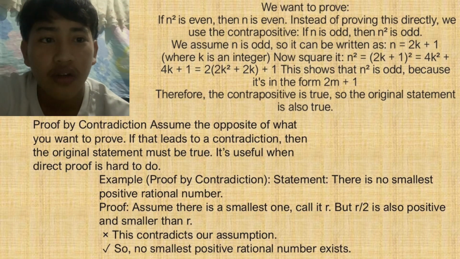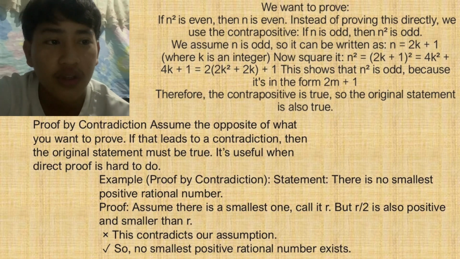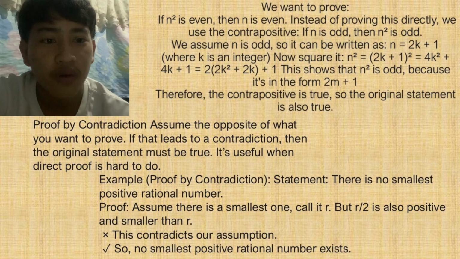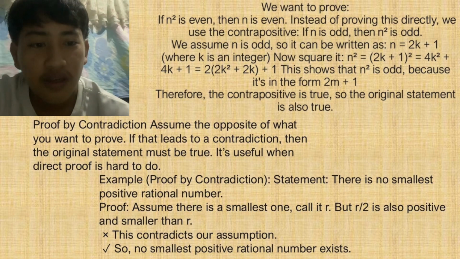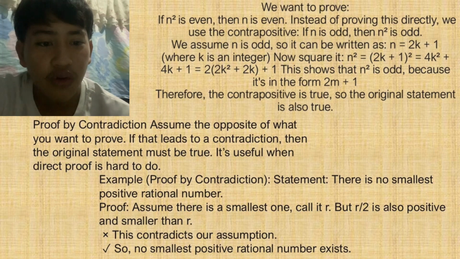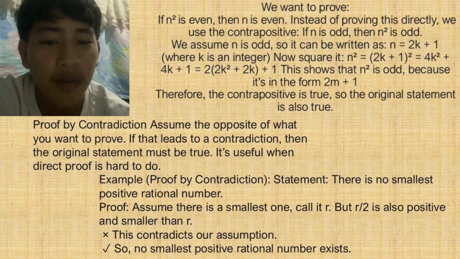Proof by contradiction: assume the opposite of what you want to prove. If that leads to a contradiction, then the original statement must be true. It's used when direct proof is hard to do. Example: prove by contradiction that there is no smallest positive rational number. Proof: assume there is a smallest one, call it r. But r/2 is also positive and smaller than r. This contradicts our assumption, so no smallest positive rational number exists.